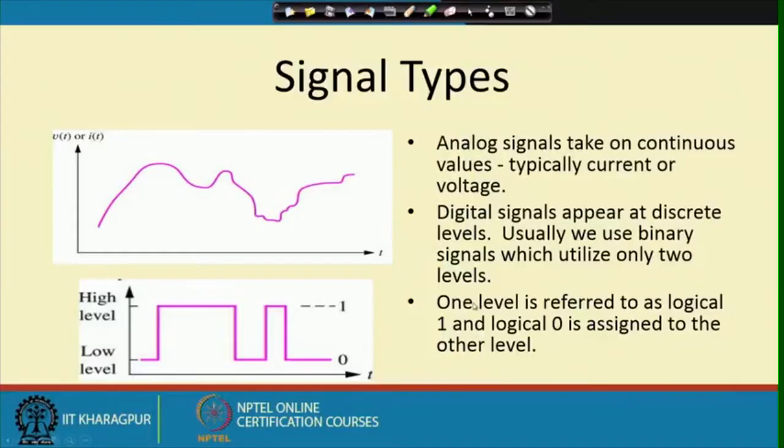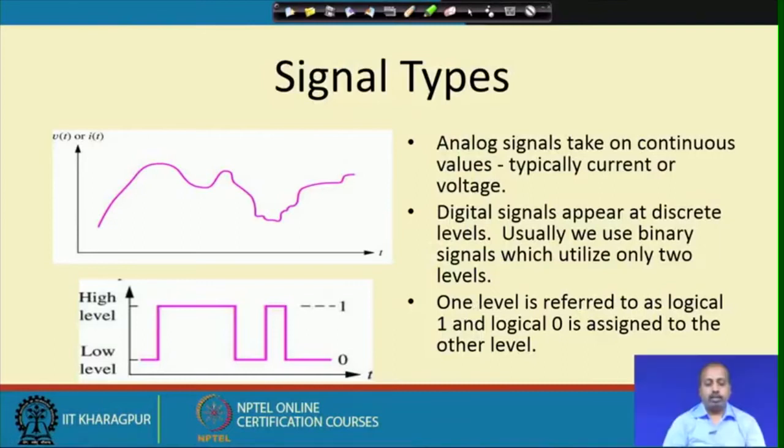So, what do we mean by an analog signal or a digital signal? The first diagram that you see here is an analog signal. Over time, it may be a voltage signal or a current signal, and it varies like this. This is the analog signal. Analog signals take on continuous values.